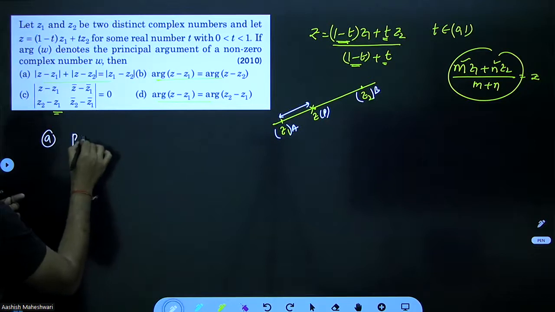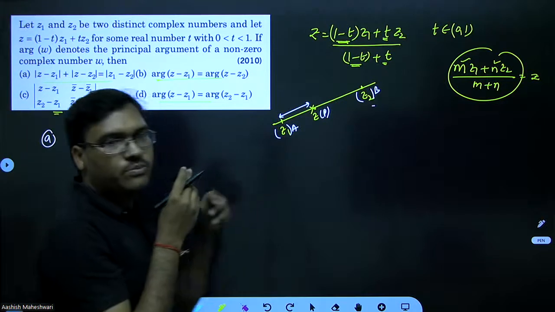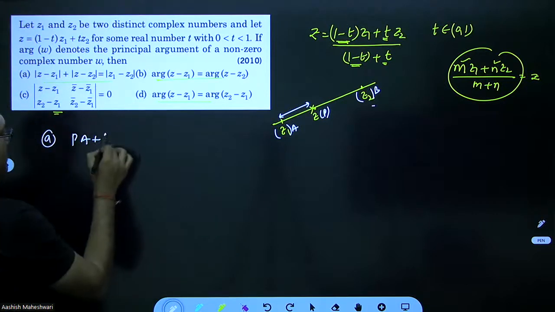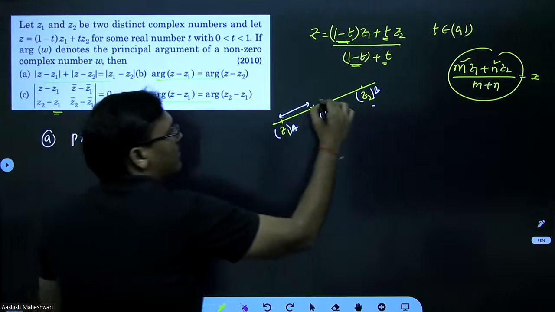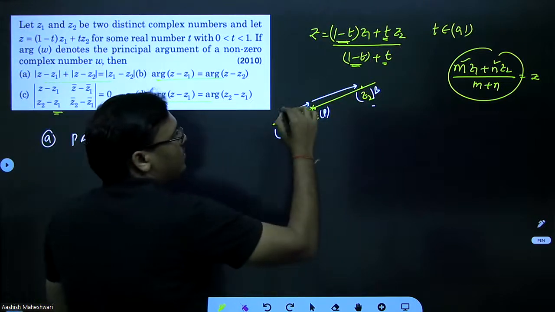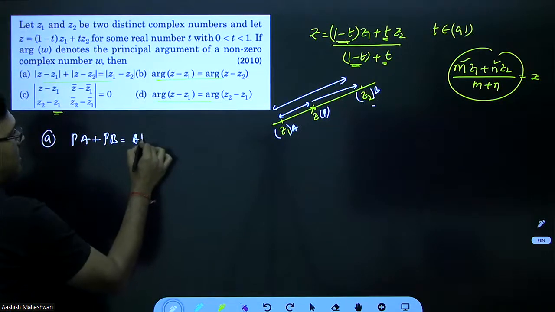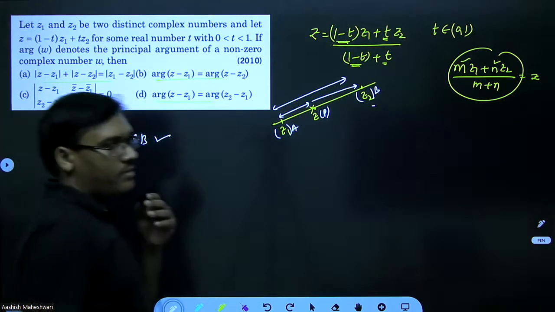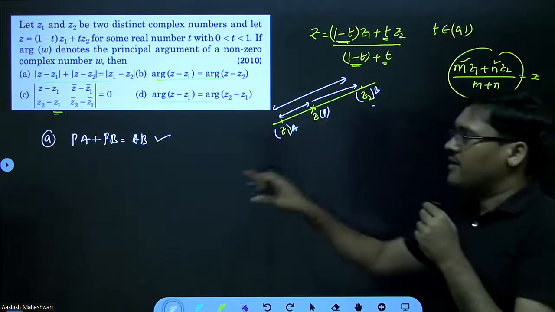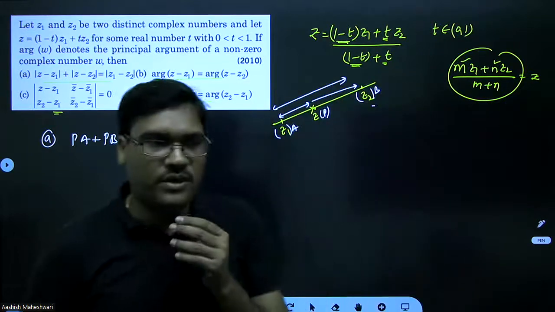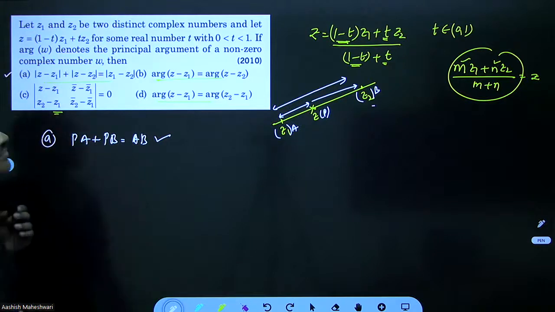This is PA plus, what is |Z minus Z2|? |Z minus Z2| is PB. This is PB. And this is |Z1 minus Z2|, क्या होगा? This is Z minus Z2. This is Z1 minus Z2. This is AB. Now, is this statement correct? अगर P between Z1 and Z2 है, P is between A and B, then definitely PA plus PB is equal to AB. So I hope this is clear. First option is correct. मतलब option A is one answer.